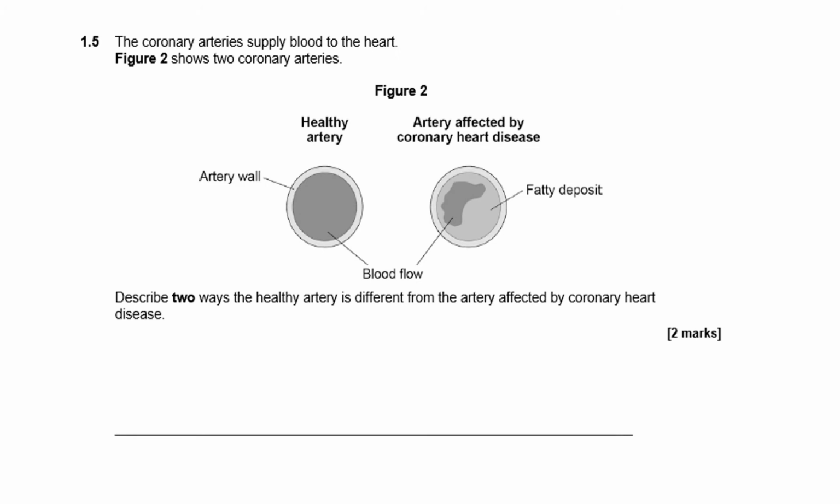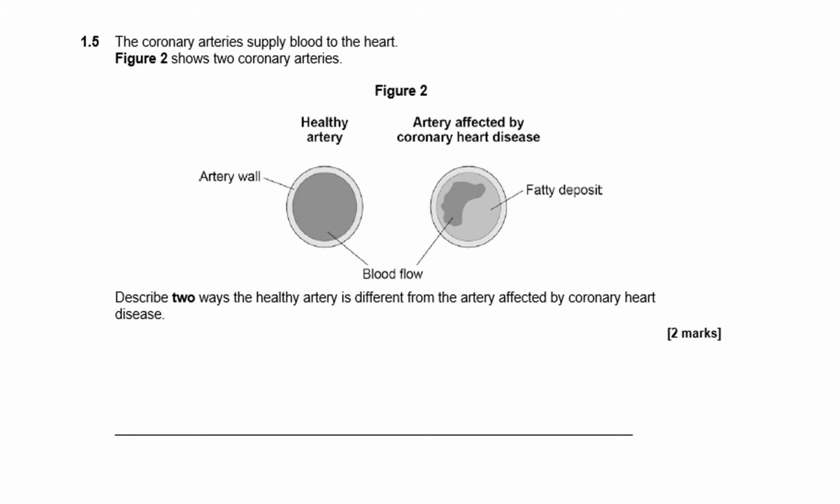Okay, next question. The coronary arteries supply blood to the heart. Figure 2 shows two coronary arteries. So you've got a healthy artery and you've got an artery affected by coronary heart disease. And it labels fatty deposits, the blood flow, so where the blood's going, and the artery wall. Describe two ways the healthy artery is different from the artery affected by coronary heart disease.